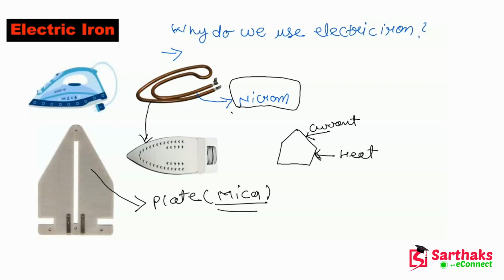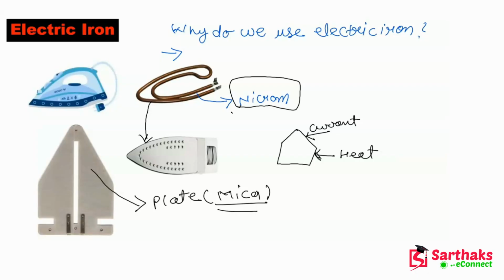So to prevent this from happening, we simply protect it with this layer of mica. This mica doesn't let the current pass across it, but it lets the heat pass through, and the heat will be transferred here and your clothes will be ironed perfectly. I hope you understand the mechanism of the electric iron.